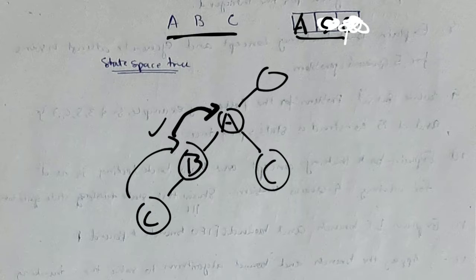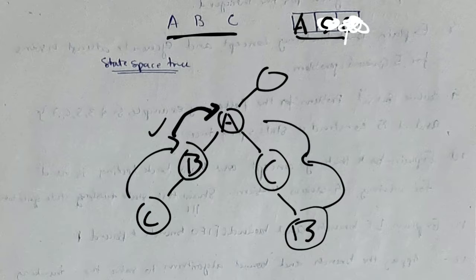Then after C, what's the possibility? B. So B will be sitting here. This is the second possibility. Then coming back again from B to C and C to A. From A, who can sit? C or B, both are done. Then we come back to the root node. At the root node, who can sit at the first position? Either B or C can sit, right?